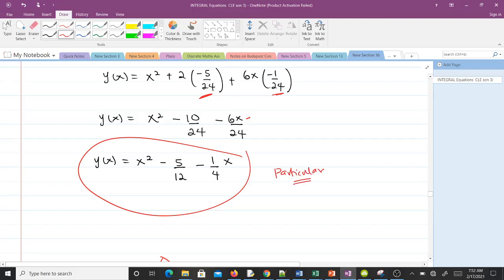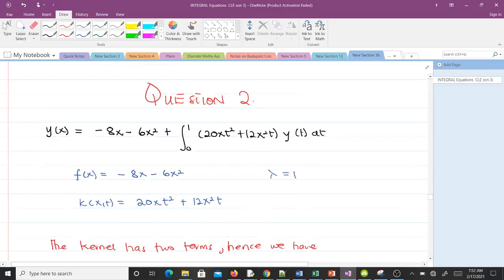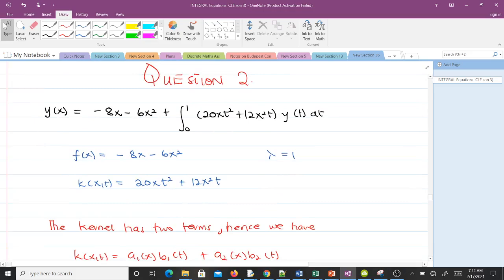Okay, so let's solve the second example, question 2. If you like, you can pause the video and try to solve question 2, and after that go through the solution to see whether what you had was correct or not. I think that will be helpful. It can help you see whether you really understand the concept or not.